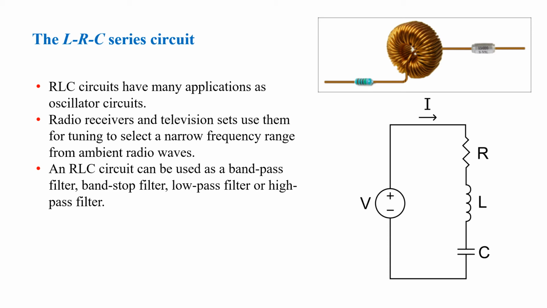RLC circuits have many applications as oscillator circuits. For example, radio receivers and television sets use them for tuning to select a narrow frequency range from ambient radio waves. So the way your radio and television sets are tuned is by using your RLC or your LRC circuits. An RLC circuit can be used as a bandpass filter, a bandstop filter, a low-pass filter, or high-pass filter. You will learn more about these applications in higher electronics classes.